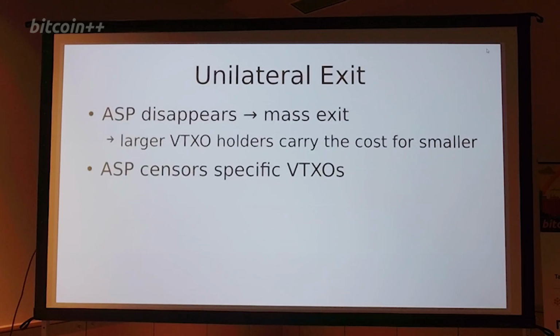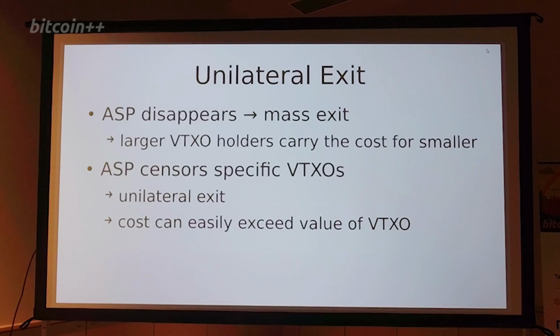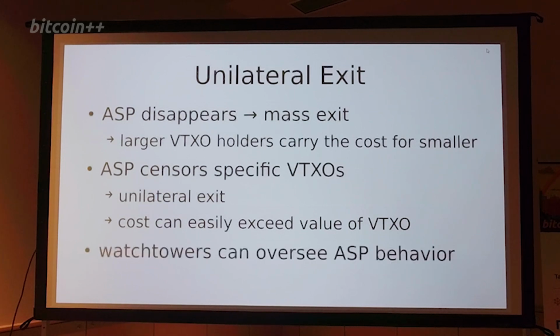And the second case where you might have to do a unilateral exit is if the ASP is just censoring you, right? If the ASP knows your VTXO is only 10 bucks and it's going to cost you 20 bucks to get it back on chain, I can just ignore you and eventually I get the 10 bucks. So that's obviously a problem. This is where you really do a unilateral exit and not a mass exit. And the cost can easily exceed the fee that it costs to go on chain.